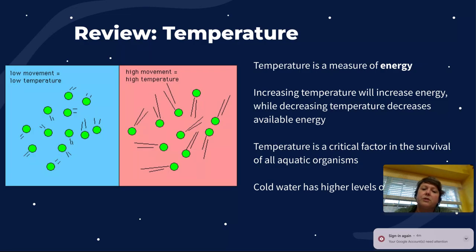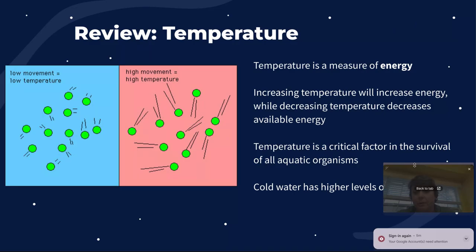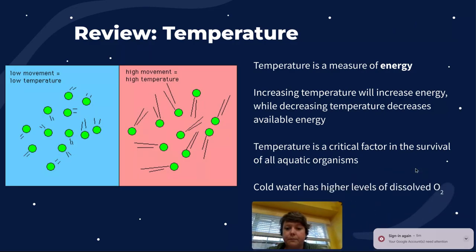So temperature is a measure of energy. Increasing temperature will increase energy. Decreasing temperature will decrease energy. And temperature is a critical factor in survival of all aquatic organisms. They can't live if it gets too cold or too hot. But cold water has a higher level of dissolved oxygen. Okay?